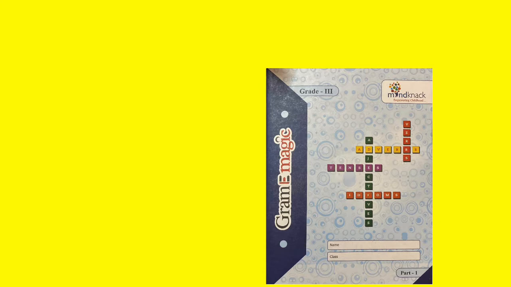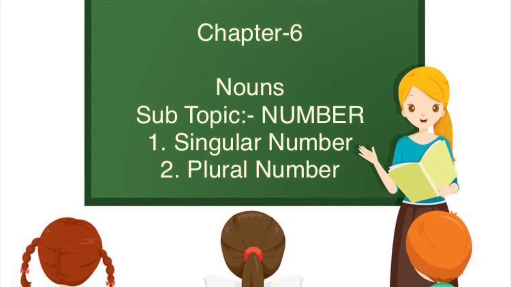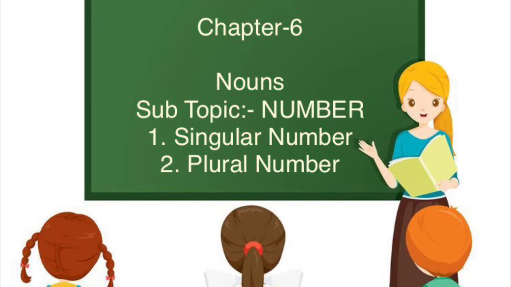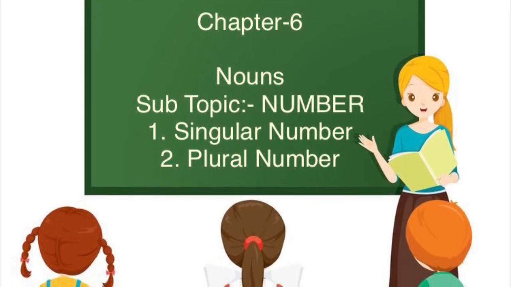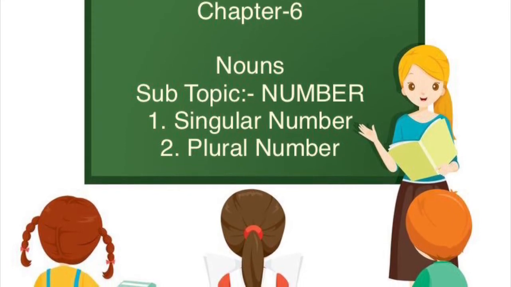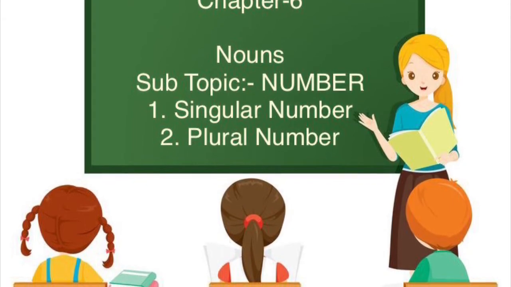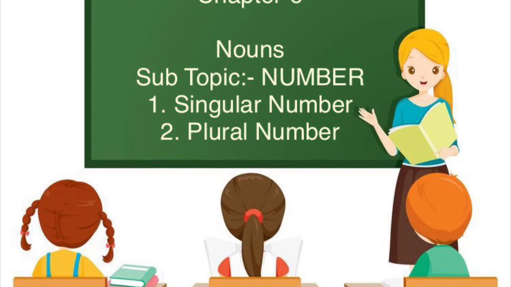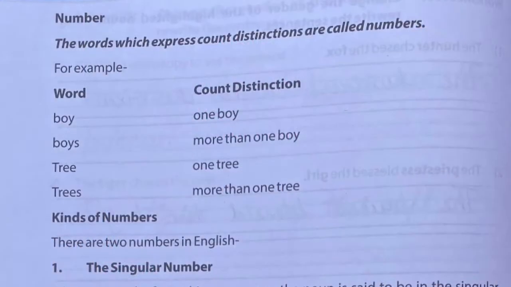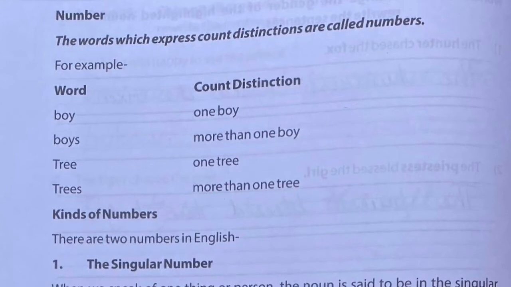So today we are going to start with the English language book, as we are going to discuss the topic number. This topic comes under chapter 6, nouns, and during the discussion of this topic we are going to discuss its types also, which are the singular number and the plural number. I request you all to open page number 40 so that we can start discussing the topic number.